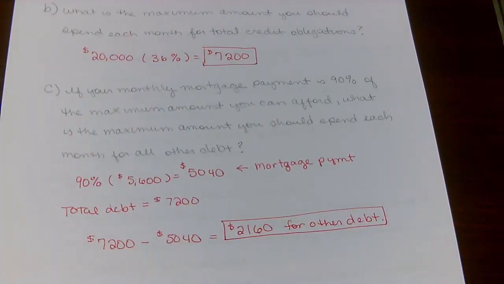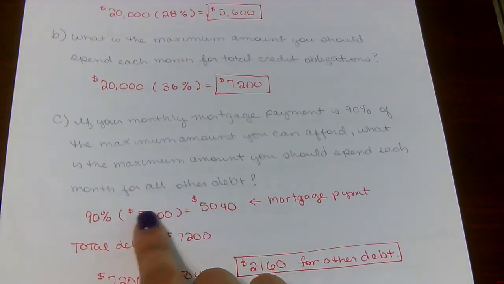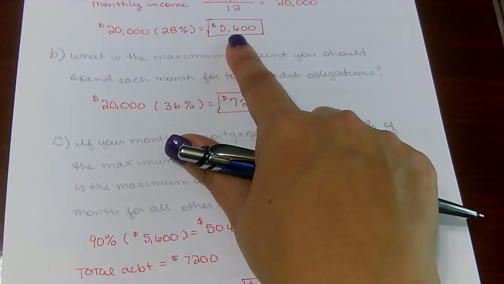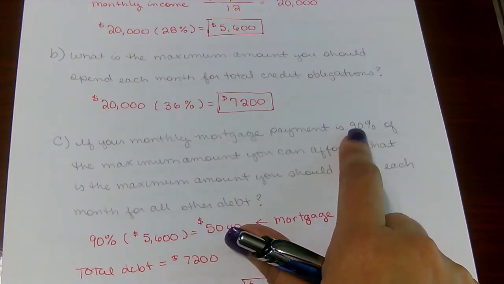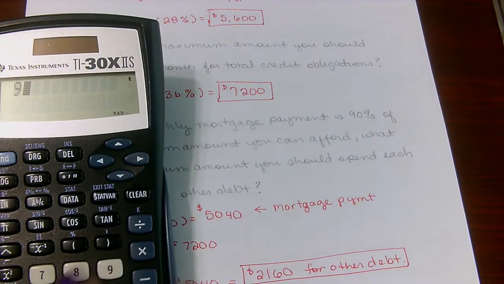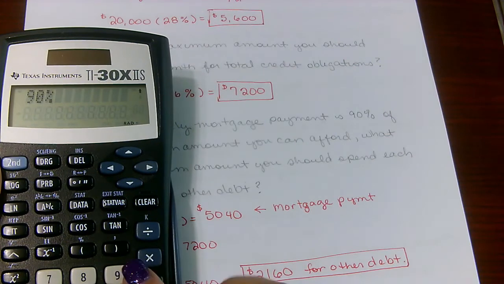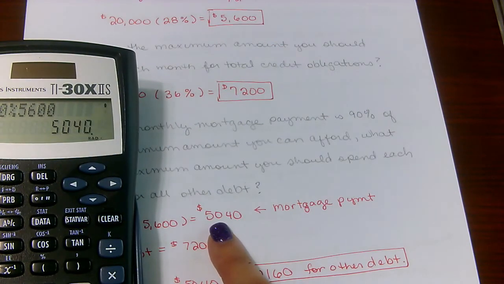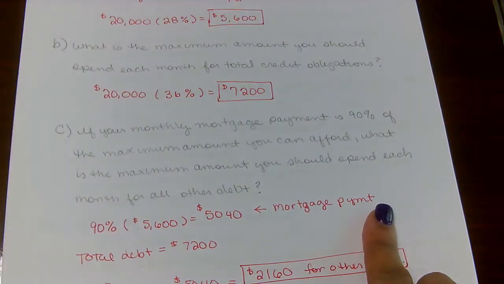Part C. If your monthly mortgage payment is 90% of the maximum amount you can afford, what is the maximum amount that you should spend each month for all your other debt? So what I'm doing here is taking the amount that I found in Part A, our maximum amount that we should spend on a mortgage payment, and I'm going to find 90% of that amount. So 90% times the $5,600. I'm going to find that I am spending $5,040 for my mortgage payment.